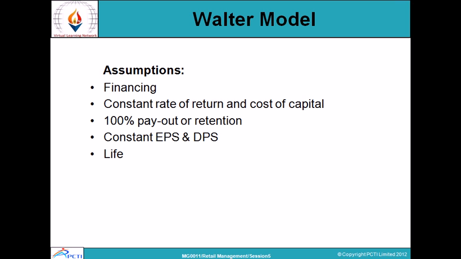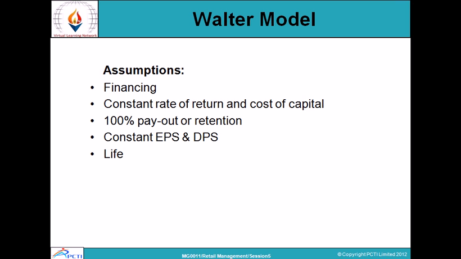However, when Walter suggested the cost of capital and the rate of return, it was based on certain assumptions. First, it is financing. Walter assumes all financing is done through retained earnings. What is retained earning? Retained earning is the earning which remains with the company and is the only source of finance available to the firm. Second, Walter's model assumes a constant rate of return on the capital.